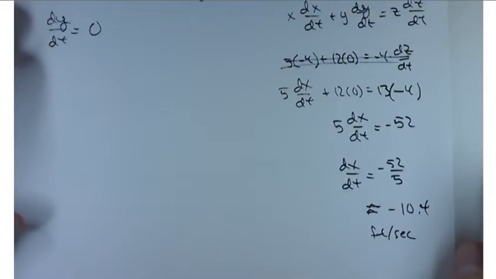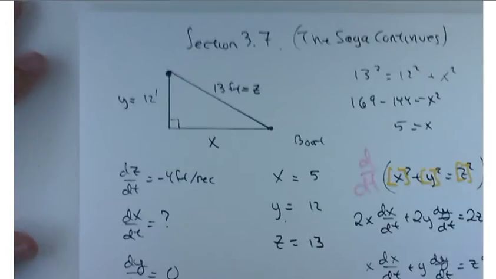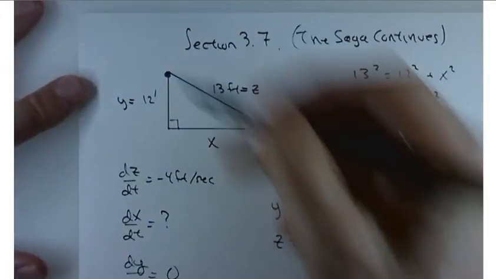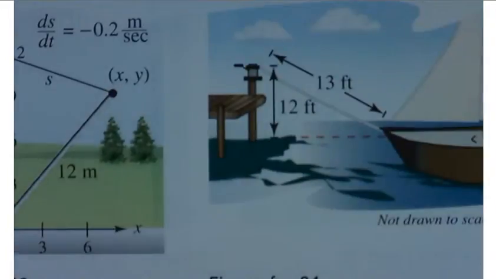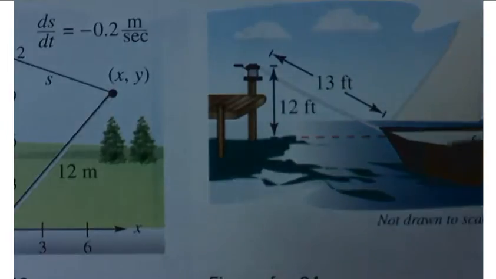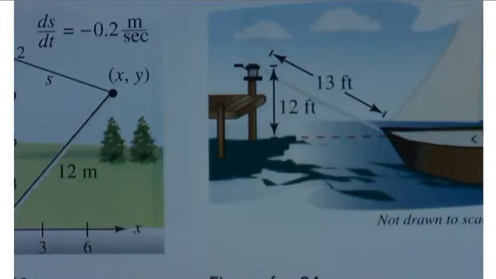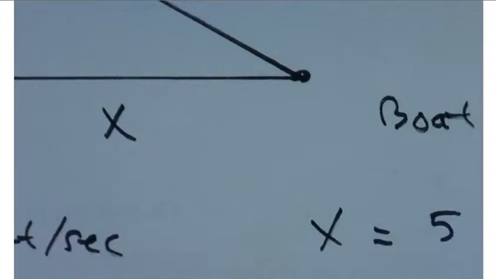All right, as far as dy by dt is concerned, dy by dt reflects the change in this distance, but that distance is fixed. The height of the top of the winch above the height of the deck of the boat is fixed. So there's no change. If there's no change, its rate of change is 0. It's a constant. So its rate of change is 0. That's why dy by dt was 0.